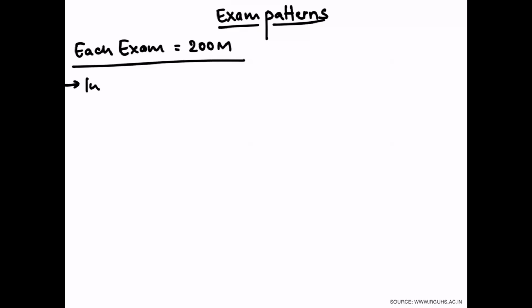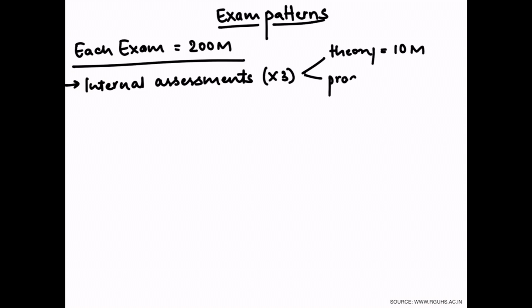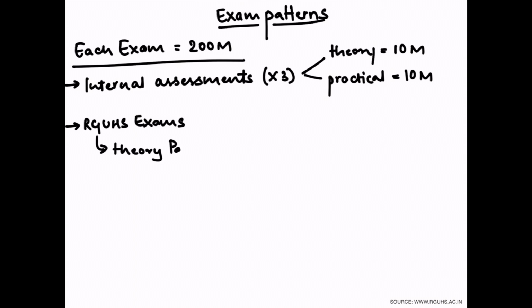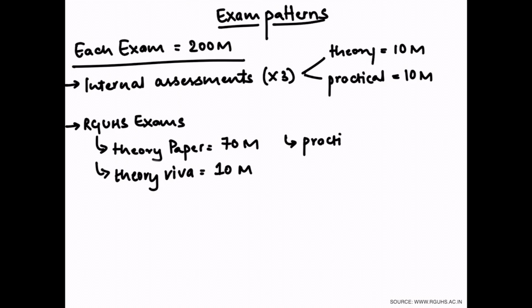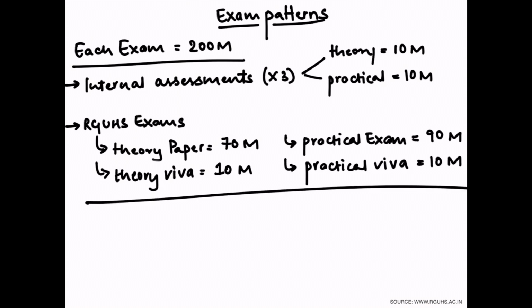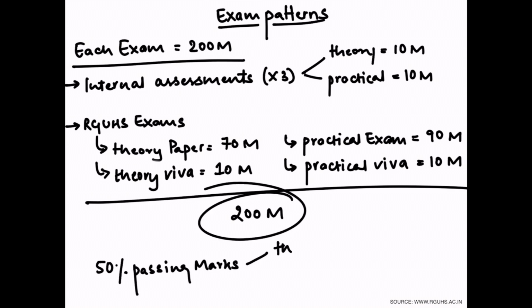Each exam is of 200 marks. The breakdown is as follows. 10% of your internal assessments will be calculated. This will be either calculating the 2 top marks or taking an average of the 3 exams conducted. Your theory paper will be of 70 marks, theory viva of 10 marks, practical exam will be of 90 marks and the practical viva will be of 10 marks. You have to know that 50% passing marks in both theory and practical is individually required.